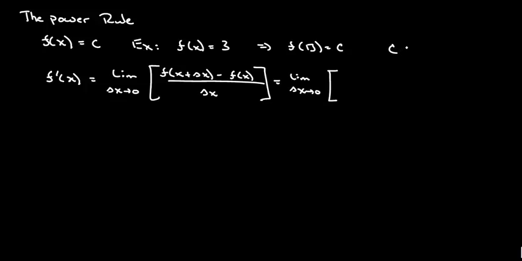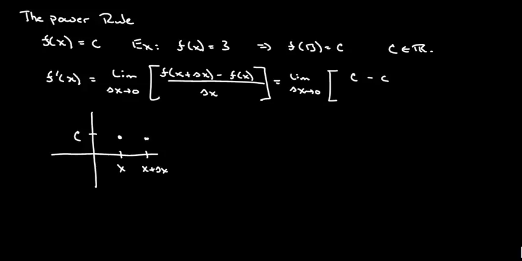So no matter what I plug in, I get c out. So my numerator is going to be c minus c, because regardless of whether I plug in x plus a little bit or just x, I'm always going to get a height value of c out. You can think about it like this: if I plug in x, I get c out. If I plug in x plus a little bit, I still get c out. In fact, no matter what I plug in, I always get c out.